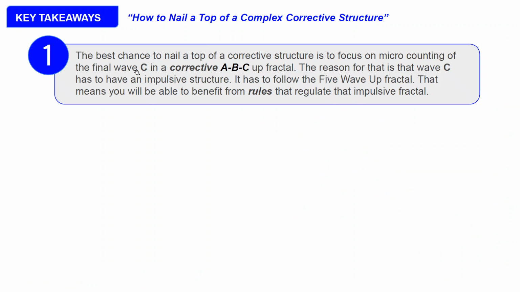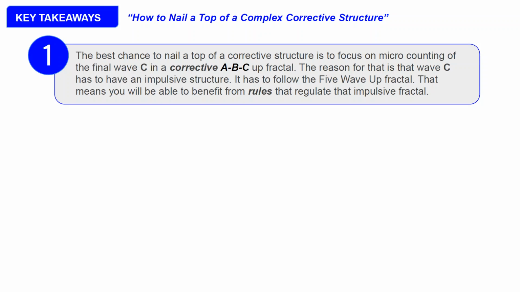Our key takeaway from this video lesson is: the best chance to nail the top of a corrective structure is to focus on micro counting of the final wave C in a corrective ABC up fractal. If you deal with a double 3 corrective structure, remember, the final ABC should also have that final subwave C, which would normally have a very clean impulsive structure. And the reason for that is that wave C has to have an impulsive structure.